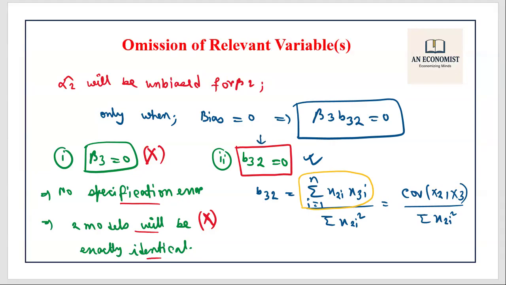Now, if this beta 32 has to be 0, the numerator has to be equal to 0. It can only happen if the numerator is 0, because the denominator is the sum of squared terms. A sum of squared terms can never be exactly equal to 0. So this denominator can't be equal to 0 because it is in the ratio form, but the numerator can be exactly equal to 0. So to make beta 32 exactly equal to 0, we need the covariance of x2 and x3 exactly equal to 0.